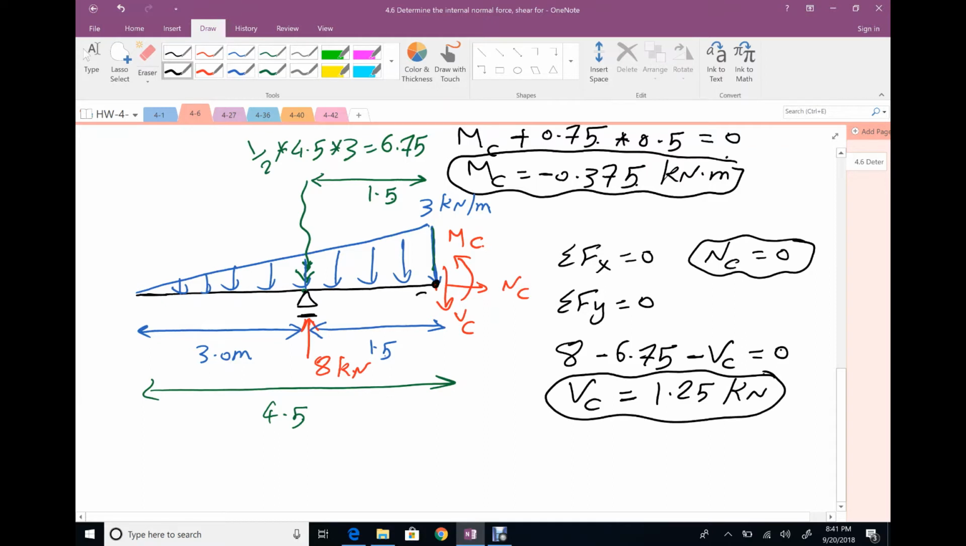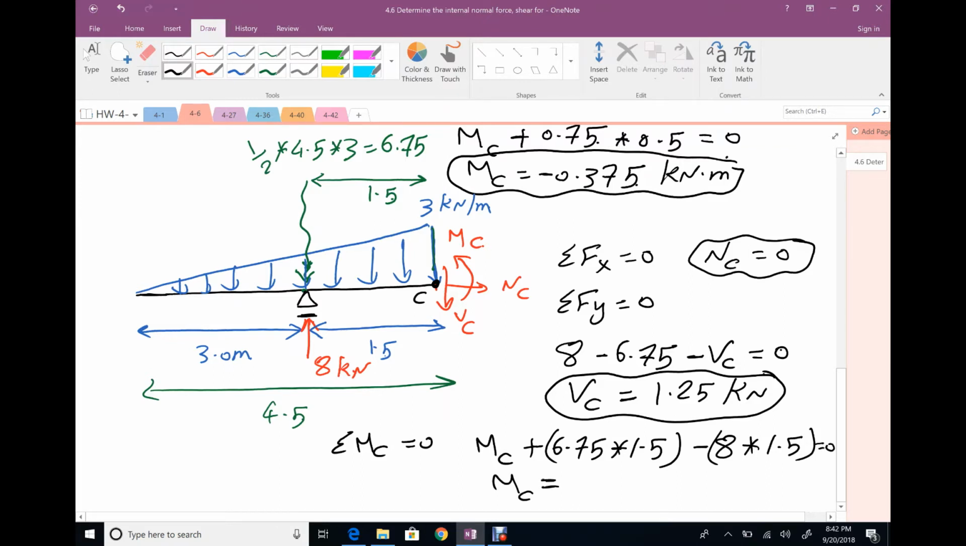By taking moment at section C, we have MC, NC and VC will be cancelled. We have also positive 6.75 times distance 1.5. We have negative 8 times same distance 1.5 equals 0. The only unknown is your moment at C equal positive 1.875 kilonewton per meter. So the internal forces at C: normal is 0, your shear 1.25 and your moment 1.875.